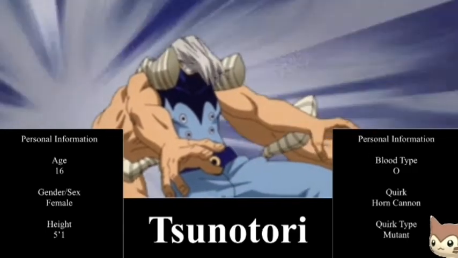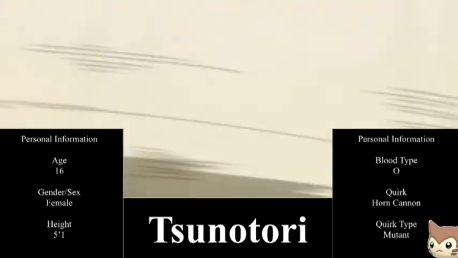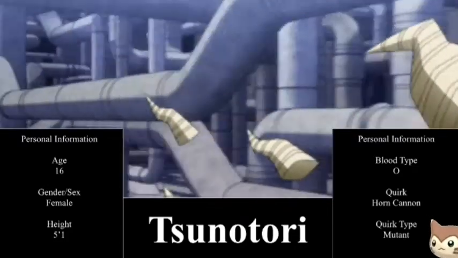Tsunatori's quirk, though, is Horn Cannon, which allows her to use the horns on her head as a projectile, while new ones grow on her head.